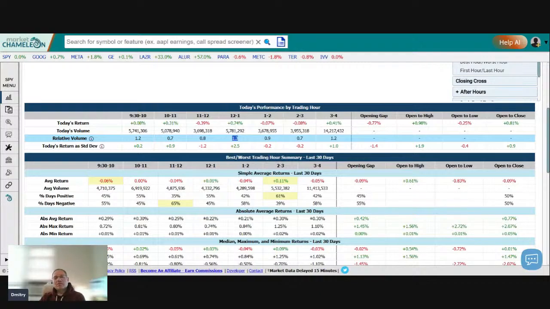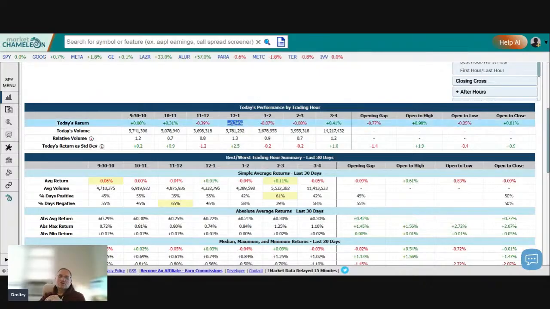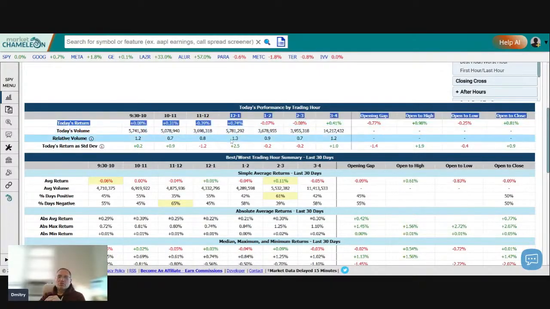Maybe there's some news that came out, maybe a program trade kicked in, but there was some burst in volume during that time period. And we also see that during that time period, the stock was up 0.74%. So that volume burst correlated with a positive price performance.